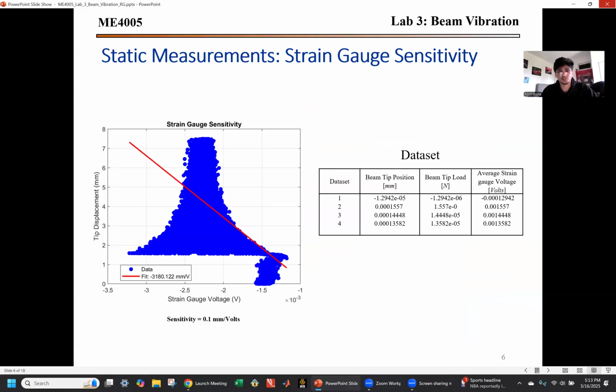For static measurements for the strain gauge sensitivity, as you can see here, here's the data with the line of best fit. The sensitivity was 0.1 millimeters per volt.